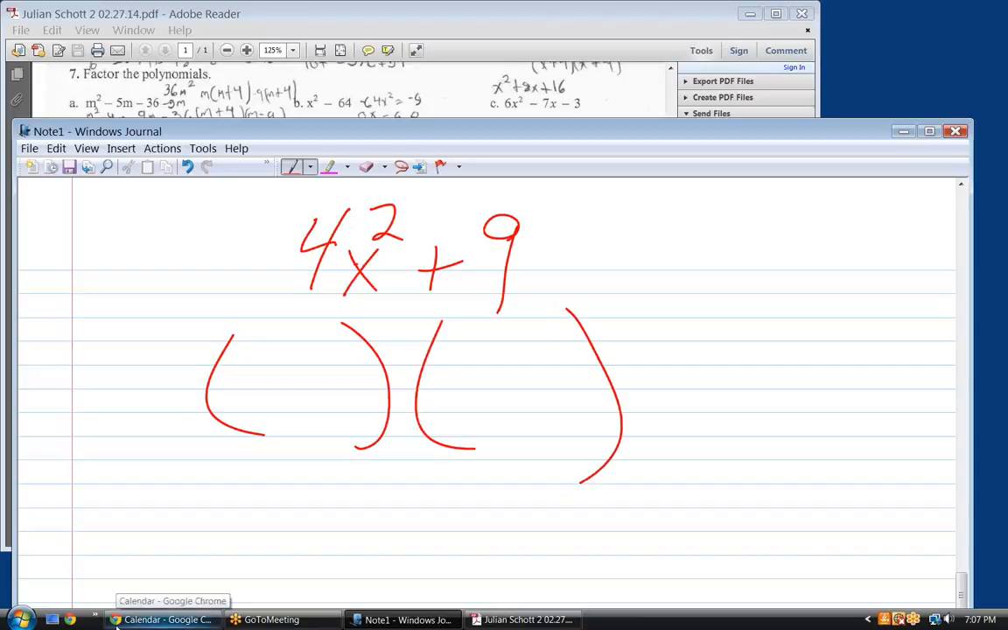4x. No. Take the square root of that whole thing. 2x.